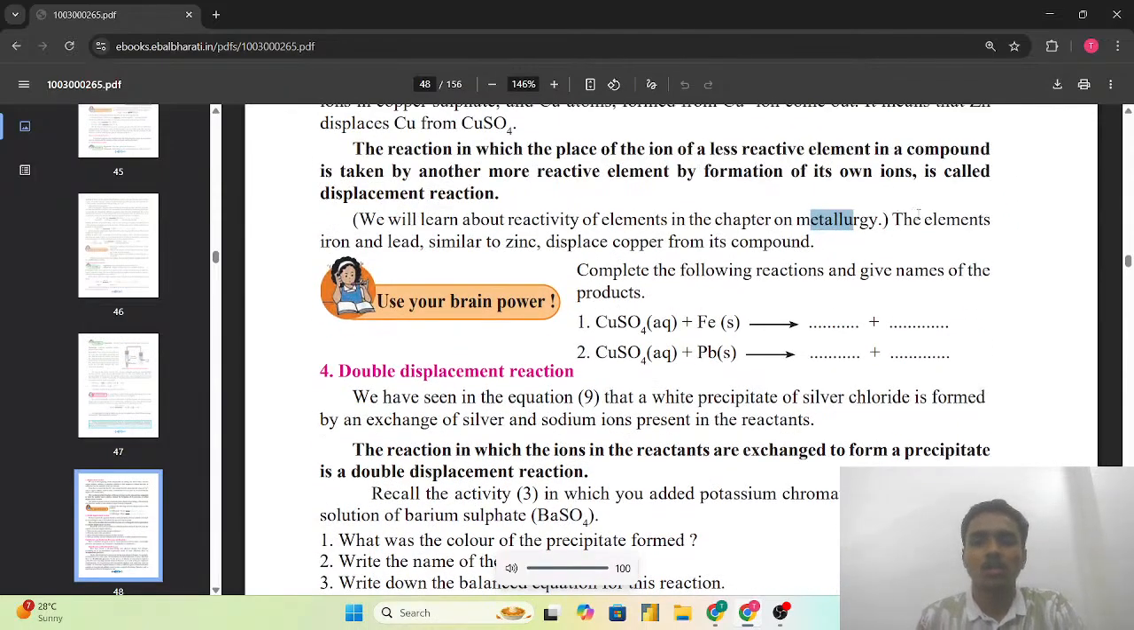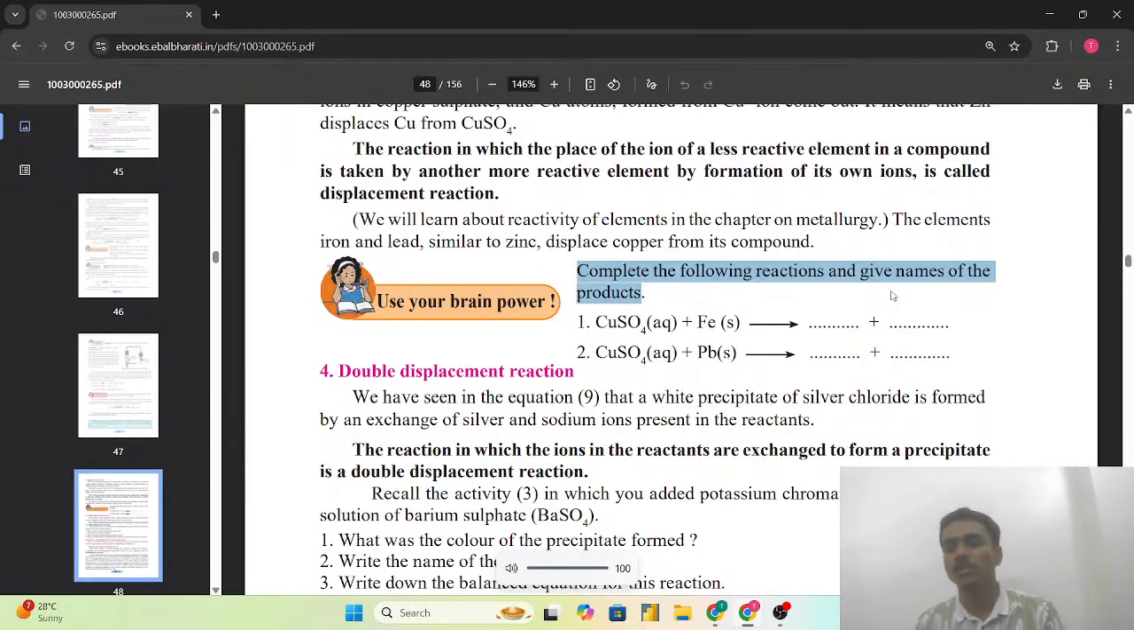The elements iron and lead, similar to zinc, displace copper from its compound. So here we have to complete the following reactions by giving the names of the products formed after the completion of the reaction.